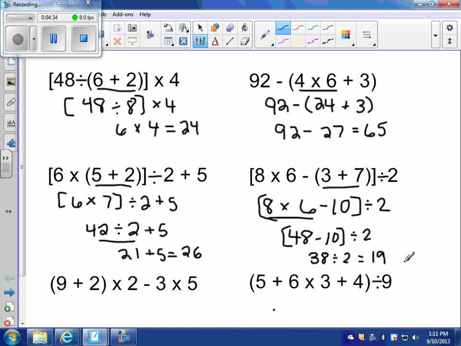Now there are 2 problems left on this page, right here and here. If you solve these problems on your own on a sheet of notebook paper and bring them in to me after you watch this video, you will receive 2 extra credit points on Friday's quiz. Hooray for extra credit!